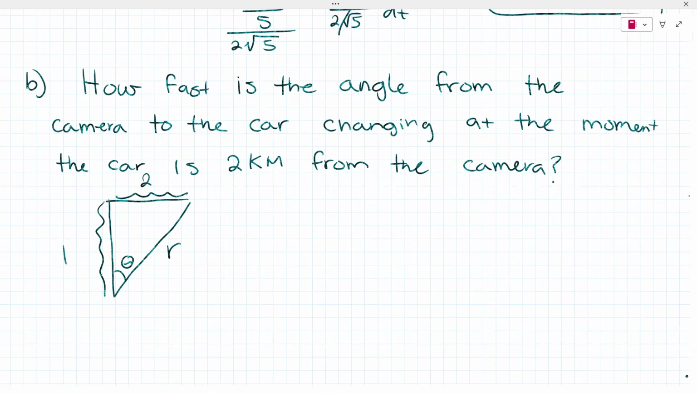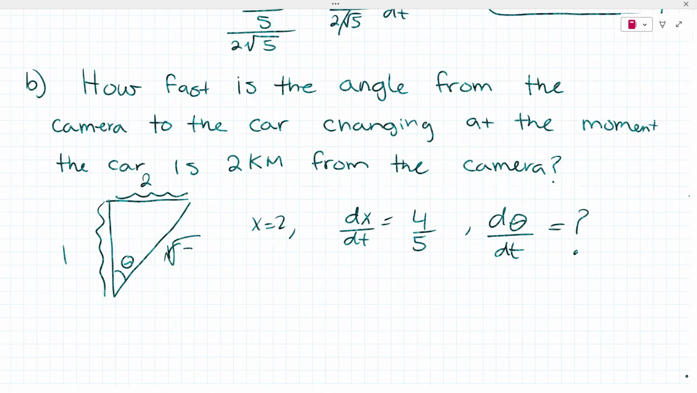So yeah, x was 2. The speed was dx/dt, which is 4/5. What we're trying to do is find d theta over dt. Oh, and our radius was given, we solved that, that was already square root of 5. How do we find this angle?